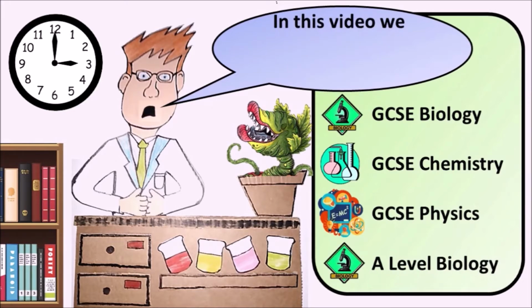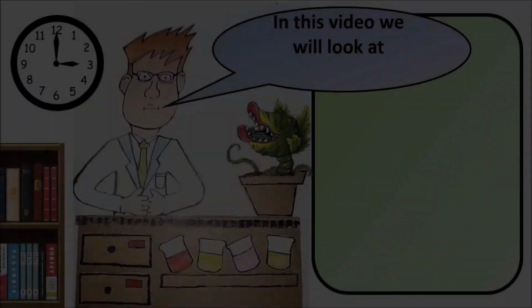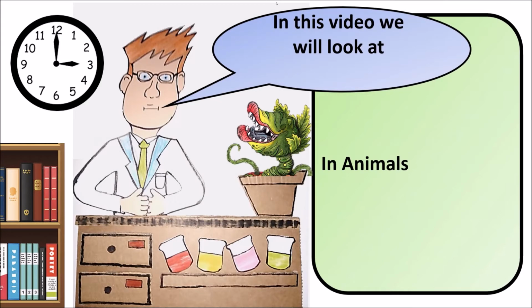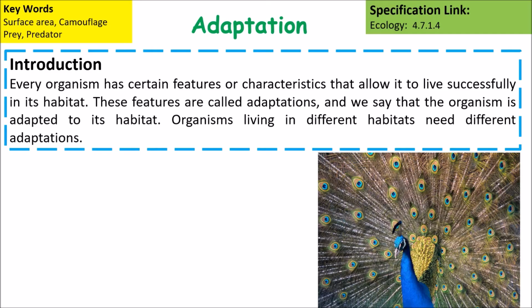In this video, we will look at adaptation in animals and in plants. So every organism has certain features or characteristics that allow it to live successfully in its habitat. So these features are called adaptations.